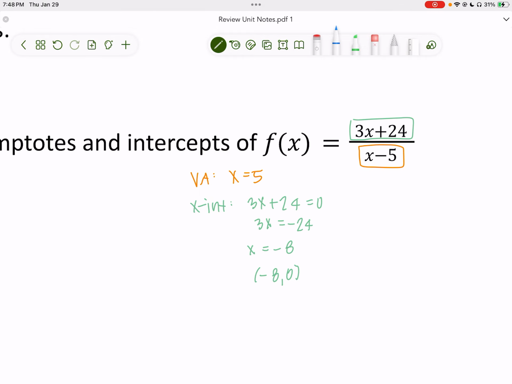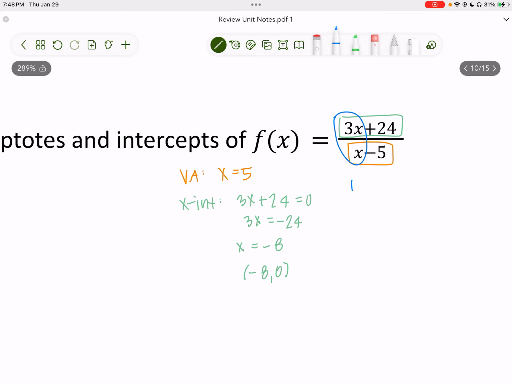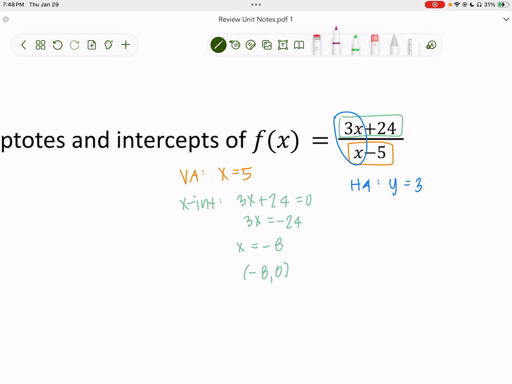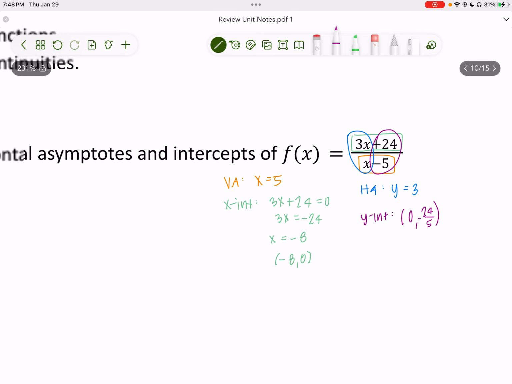If you look at the beginning, you have your horizontal asymptotes. Here, our powers match, and so we're just going to simplify those coefficients, and we'll get 3. Last, if you look at the terms at the end, you have your y-intercept, which is going to be 0, comma, 24 over negative 5. If you want to simplify that, you can. It doesn't really ask at this part of the question. Okay, that's all of the pieces that you need.